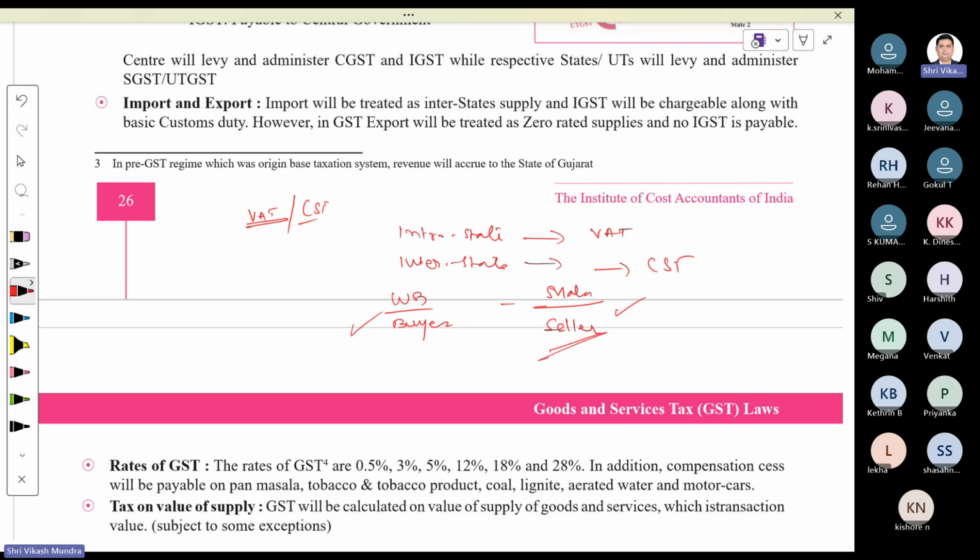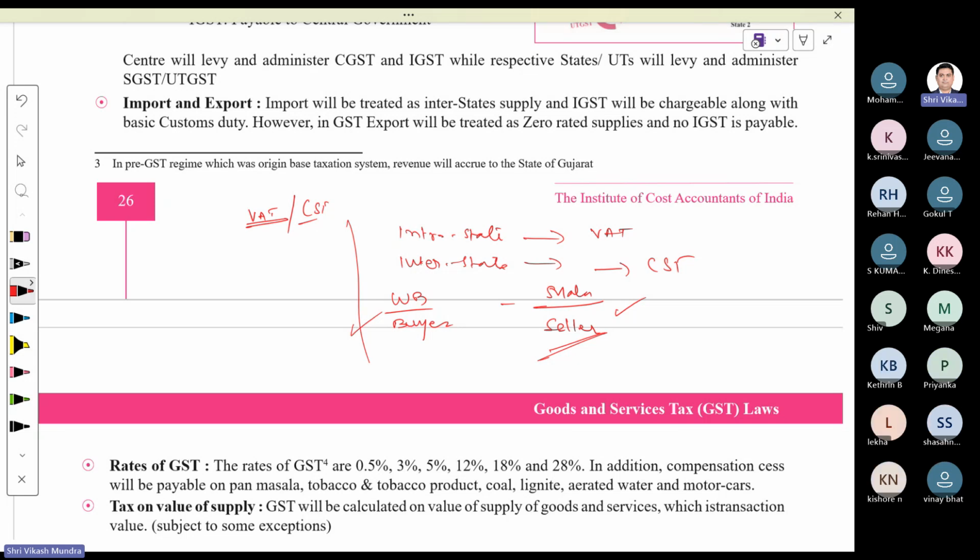Earlier, it was the seller state that was eligible to collect tax on sales. Earlier, the state where the seller is located was eligible to collect tax on sales. That means this sales tax collection would remain with the seller state. But in GST, the situation has been totally reversed. That means now, after GST, the tax revenue belongs to the state where the buyer is located. That's why it is termed a destination-based tax. That's why it is termed a consumption-based tax.